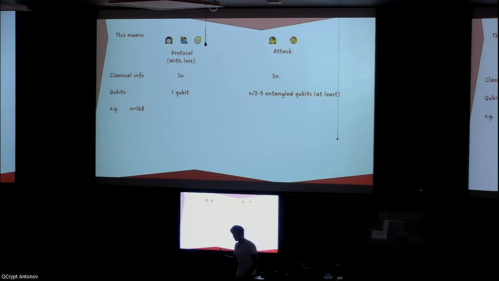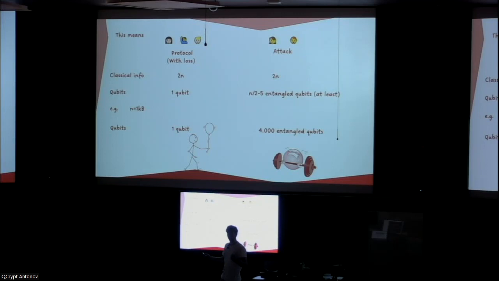So to put it in numbers, if you send a kilobyte of information, you just need to manipulate a single qubit, whereas the attackers need to manipulate at least 4,000 entangled qubits. We believe that this is exponential, but we don't have a proof of that. So it means that this is easy to handle for the honest parties, but complicated for the attackers.